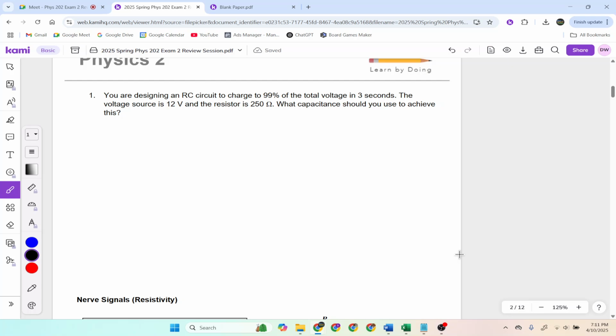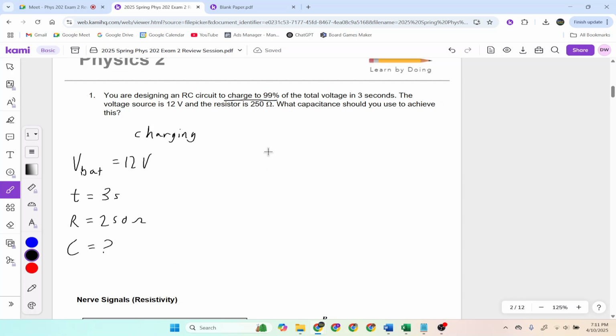You are designing an RC circuit to charge to 99% of the total voltage in a time of 3 seconds. The voltage source is 12 volts and the resistor is 250 ohms. What capacitance should you use to achieve this? So this is pretty straightforward. It's going to be the charging equation because it says right here, charge to 99%. So I know it's charging. I know the total voltage, V bat, it says 12 volts in the problem. Time is 3 seconds. Resistor R is 250 ohms. And we're trying to choose the capacitance. So we're solving for capacitance.